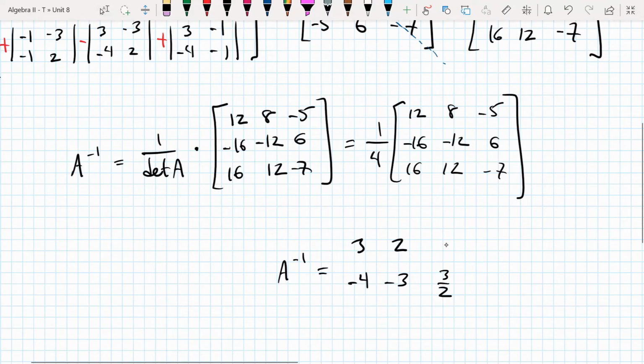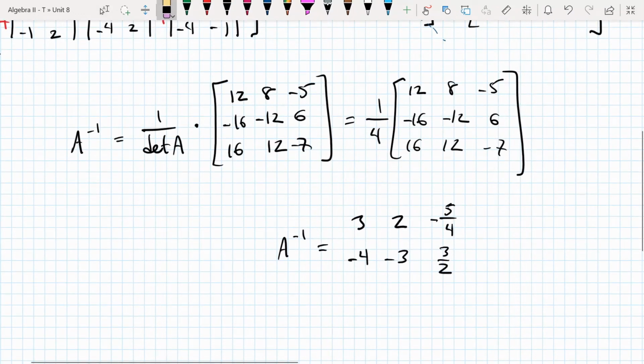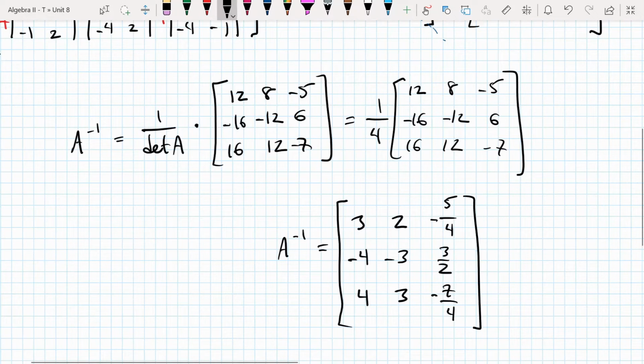And then if we take the 1/4, let's rewrite this one. If we take the 1/4 and multiply it by the 16, that's 4. 3 is 1/4 times 12, and then lastly, negative 7 over 4. And so this right here is our inverse matrix, and this is the answer for this first question.